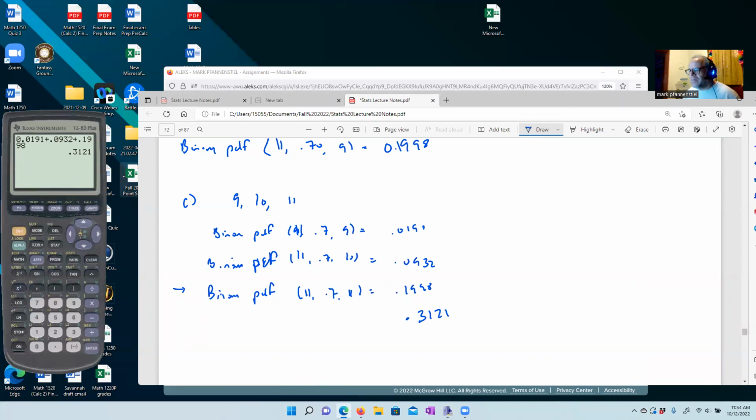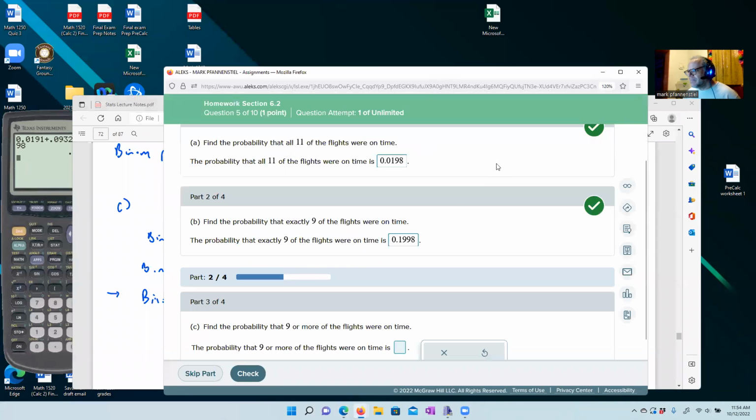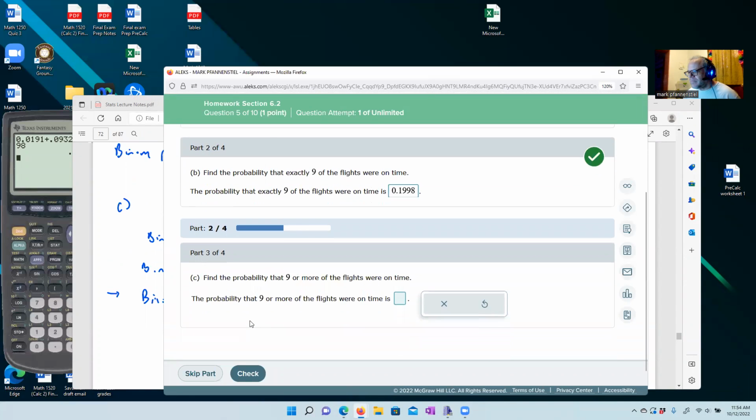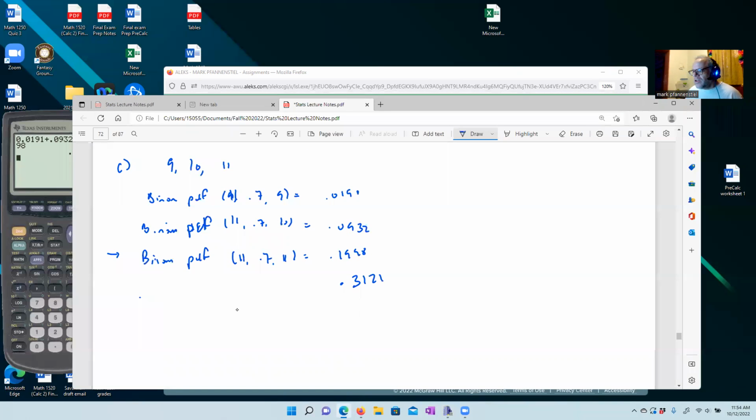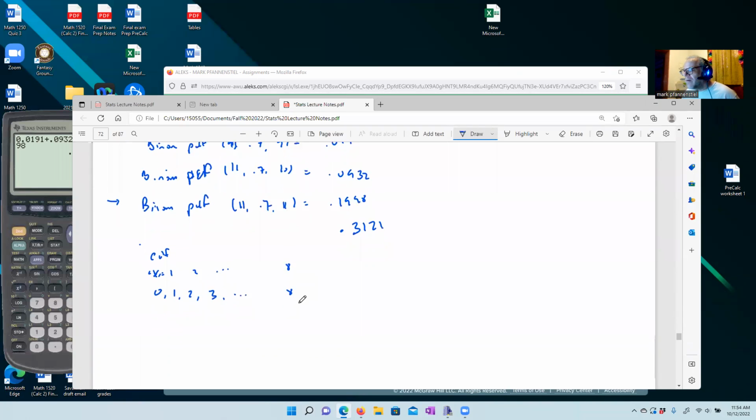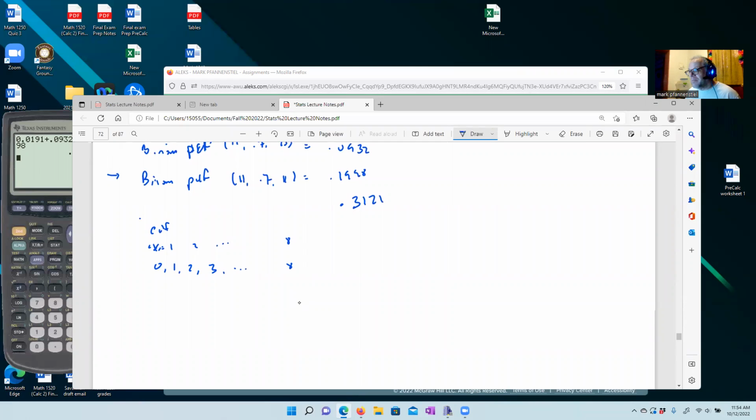All right, so that was the probability. Let me go back and check our Alex problem here. They want the probability that 9 or more of them were on time. Let me show you this way. If I do the CDF, we would figure out the probability for x equals 0, 1, 2, 3, all the way up to 8. Don't forget the 0. The whole probability, for all 11, has to add up to 1.